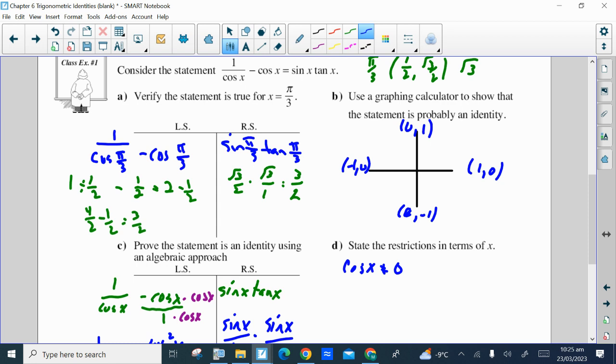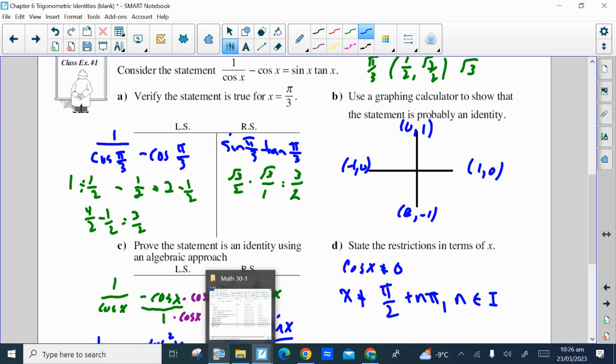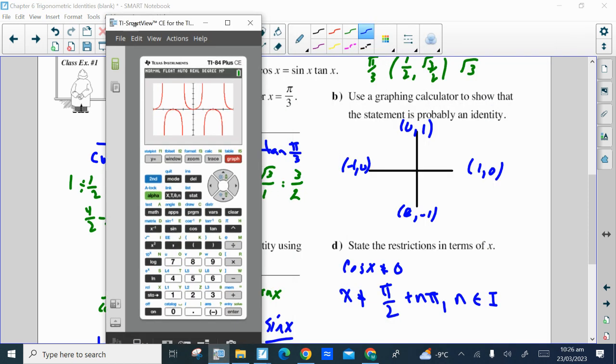And every multiple of the period from there, you're also going to have non-permissible values. So we would say here that x cannot equal, and if I write it in terms of radians, x cannot equal pi on 2 plus n pi, where n is an element of integers. There's our restrictions, which we can verify on our graphing calculator.